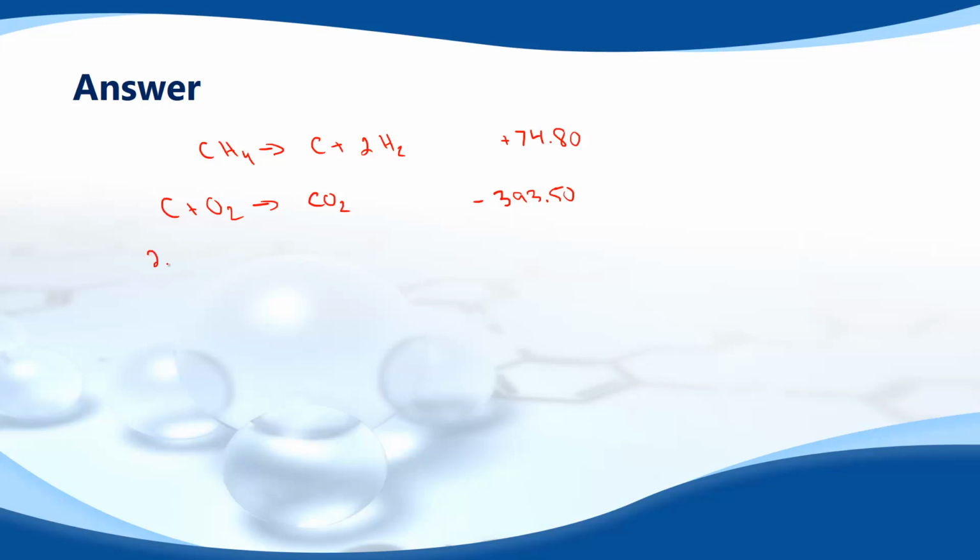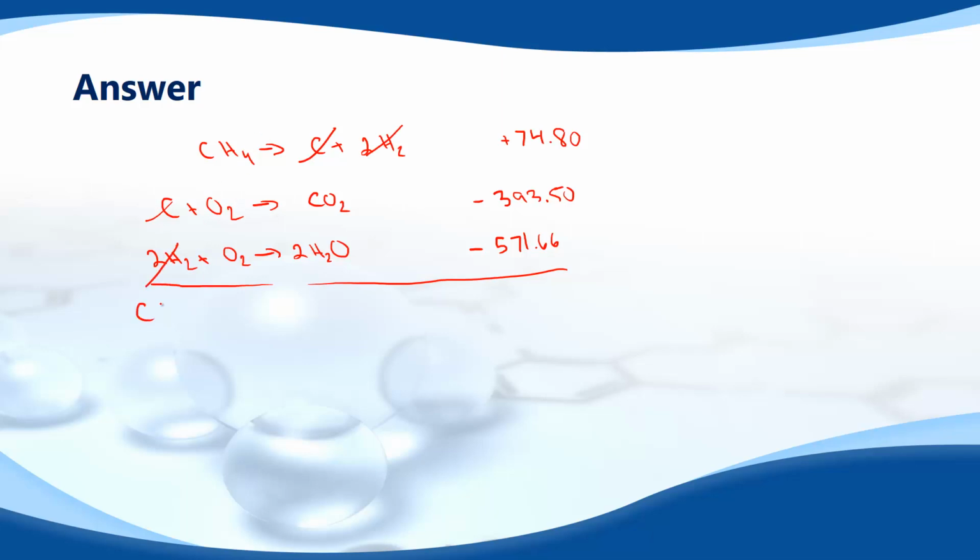So doubling that third equation gives us 2H2 plus O2 yields 2H2O. We double this equation, so 2 times what we were given is negative 571.66. We'll double check our answer. Carbon here and carbon here cancel out. 2 hydrogens here, 2 hydrogens here.